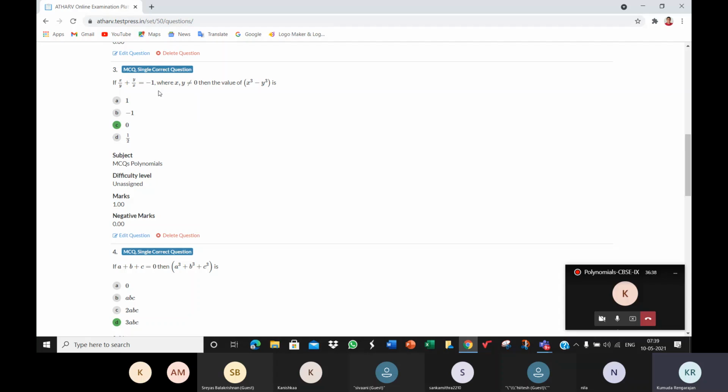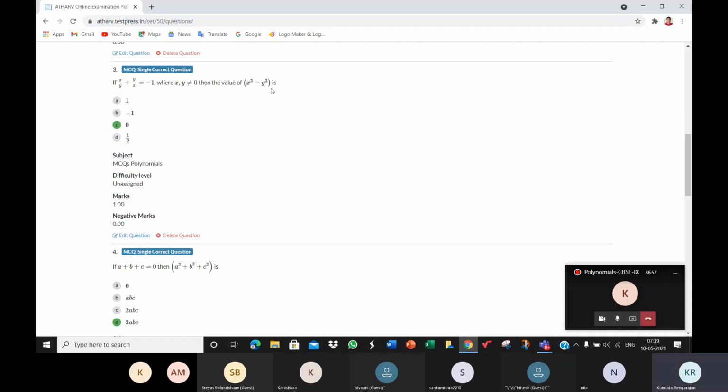The value of this expression is 0. Now the value of this expression, x square plus y square plus xy, which is 0, will be more useful for us. Now take up what you have to find. We need to find the value of x cube minus y cube.